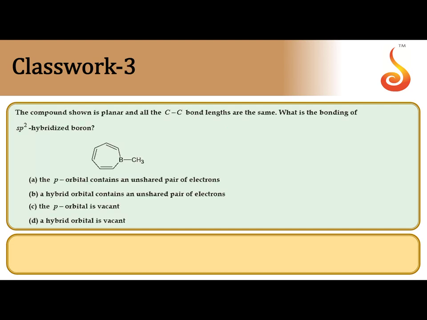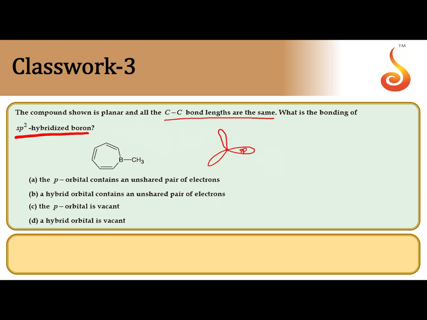Next one, the compound shown is planar and all the C-C bond lengths are identical, meaning a resonance hybrid is there. Because of the resonance structures, all C-C bonds become identical. So what is the bonding of sp2 hybridized boron? At boron also sp2 hybridization is taking place. Three sp2 hybrid orbitals are forming 3 sigma bonds present at boron.